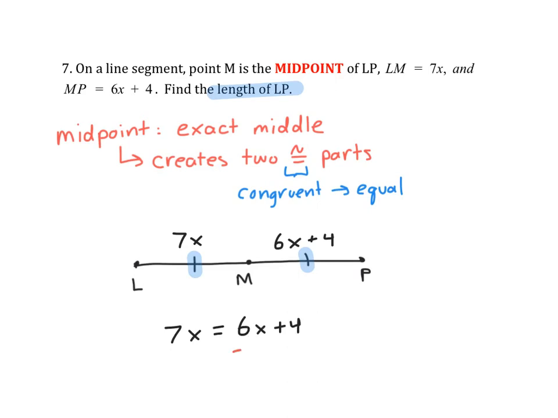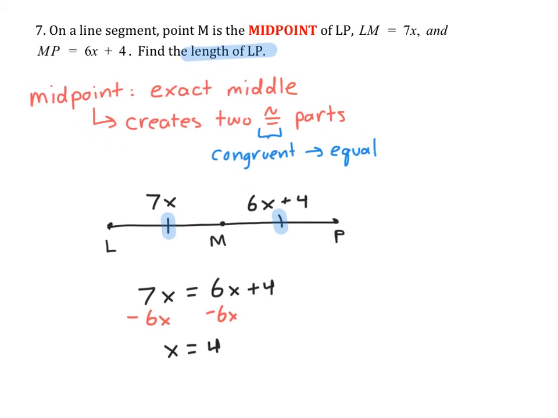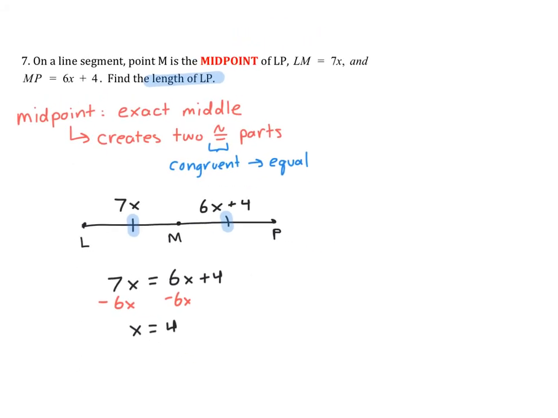Now to solve it, let's subtract 6x from both sides. And let's say our answer is x equals 4. Now remember, they are not asking us to find x. They're asking us to find the length of LP. So let's go back and look at what LP is. LP is the entire line segment.